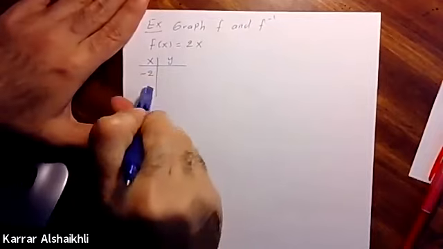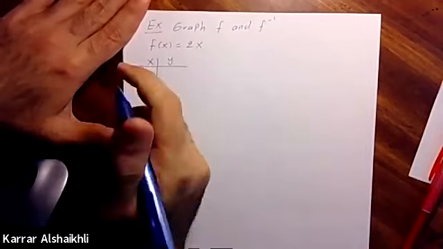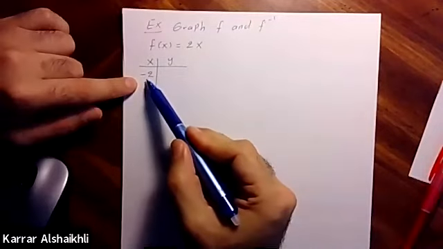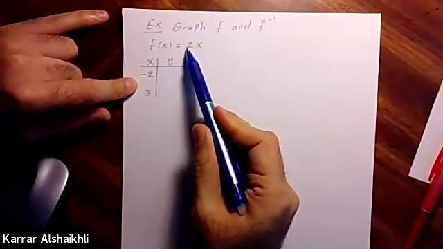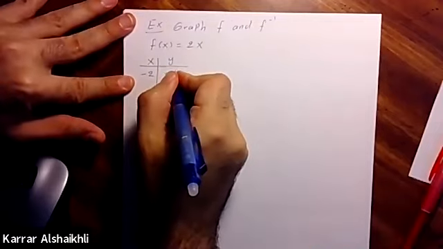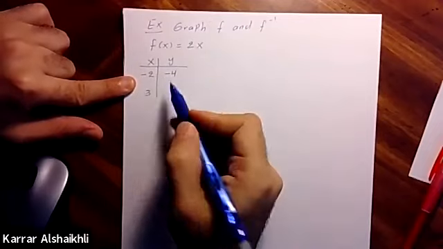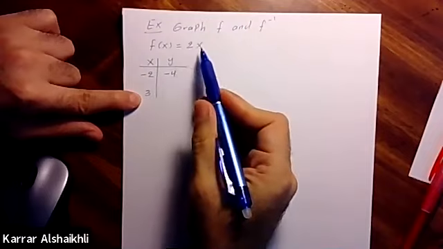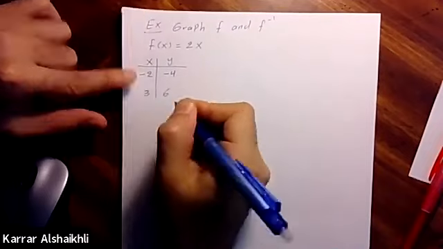Let's choose -2 and 3, so you don't get confused. I'm plugging -2 here. 2 times -2 is going to be -4. This is the first y coordinate. Now I'm going to plug in a 3 here. 2 times 3 is going to be 6.